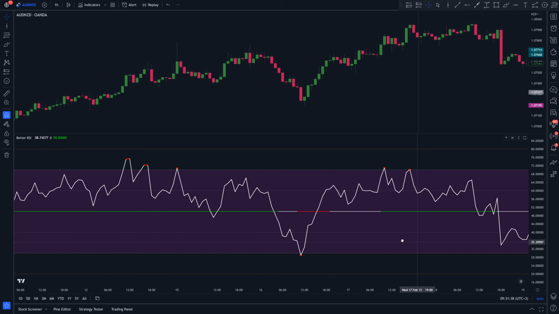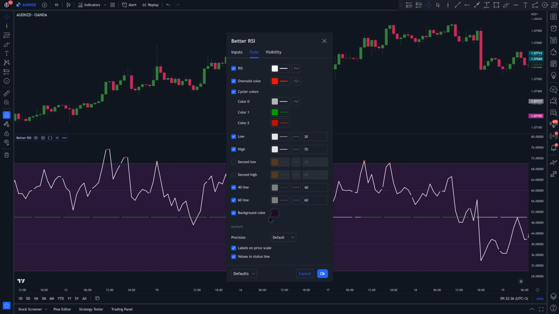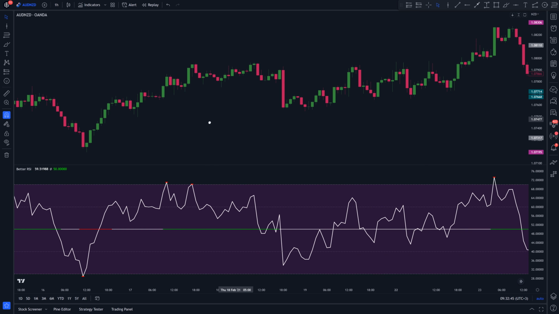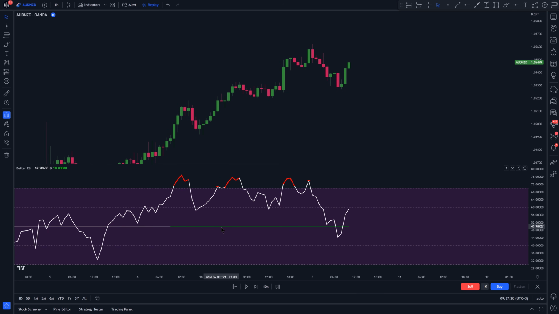Next, double-click on it to access the settings panel. Then on the Style tab, you're going to uncheck these two options and then click OK. Now, how do we trade using this new RSI indicator? Well, to take a long trade, the middle 50 line of the RSI indicator should be colored green to indicate that the market is in a bullish cycle. Next, this white RSI line should cross above the 50 line.